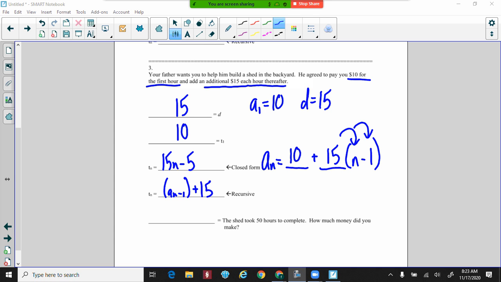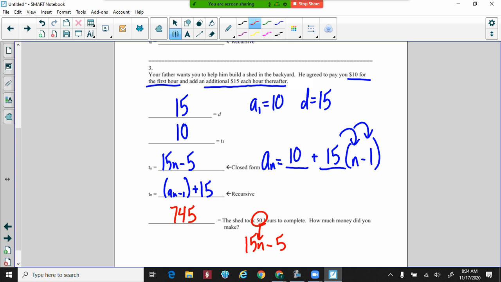So the shed took about 50 hours to complete, so I had to pause the video. All right, how much money should you make? Again, you're using the formula 15n minus 5. You're going to plug in 50 for n this time because you're looking for how many hours. So 15 times 50 minus 5 gives you 745.